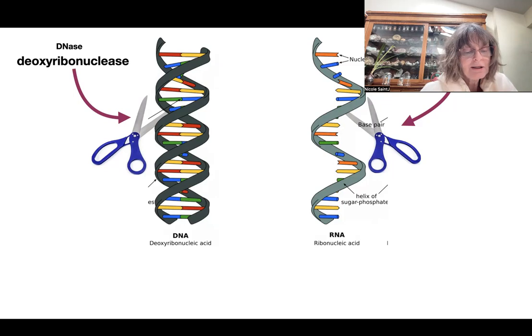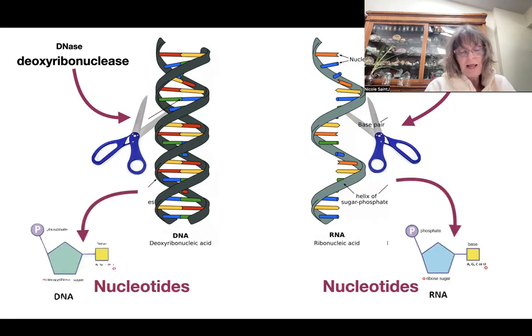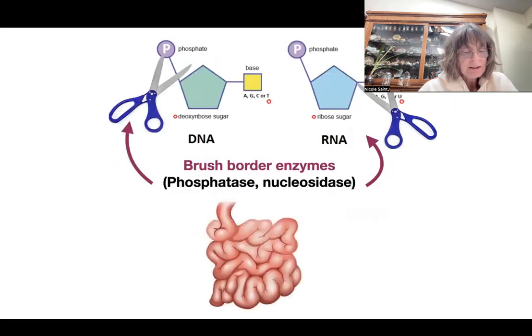But we cannot digest nucleotides, so they cannot be absorbed by the cells in our intestines. So we have to cut them down even more. So we have some brush border enzymes that come to help. And here we have the phosphatase, which cuts off the phosphate from the nucleotide, and the nucleosidase, which cuts off the base on the other side.